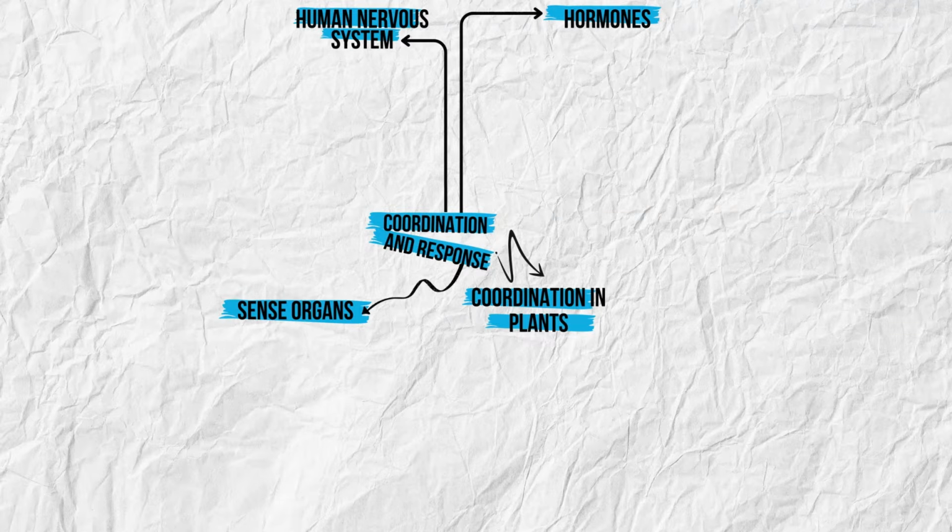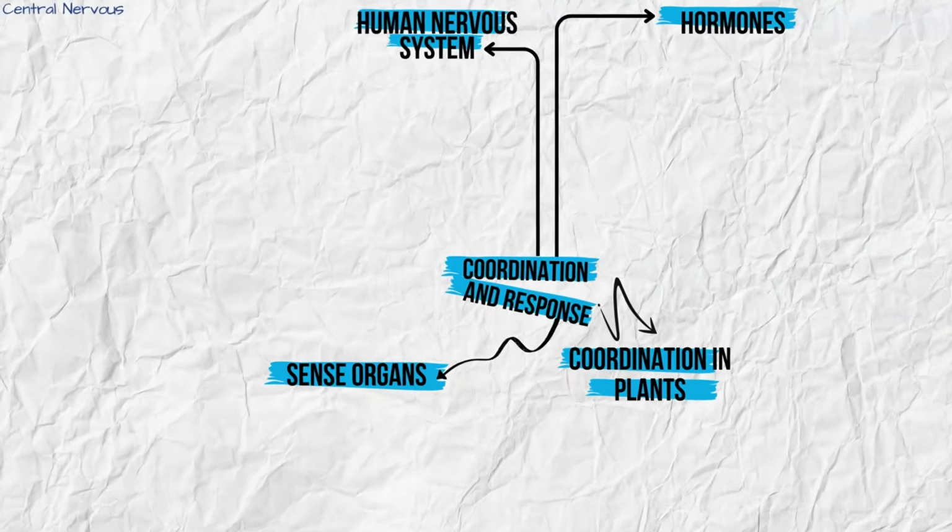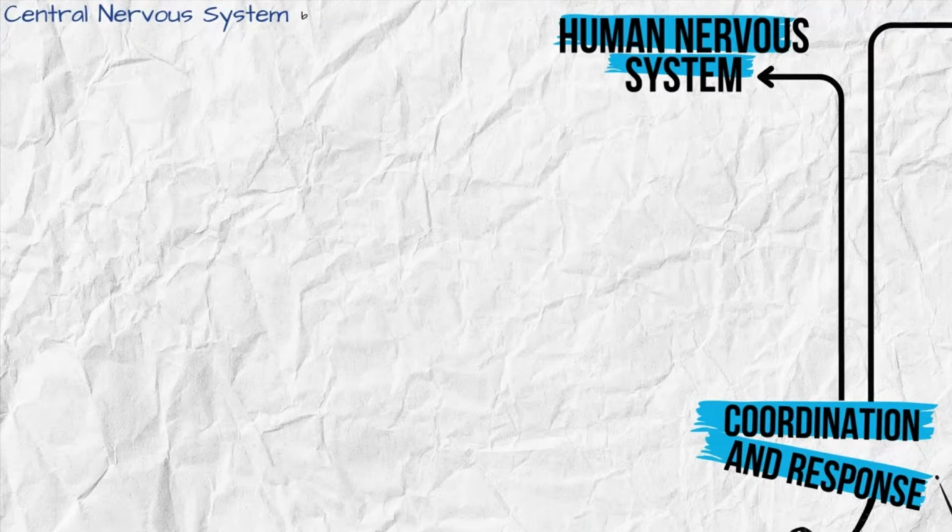Let's begin with the first one, human nervous system. This one has 4 subtopics. Let's take them one by one. First is the central nervous system. Very simple. Just know it includes the brain and the spinal cord. That's it. Second is neurons.